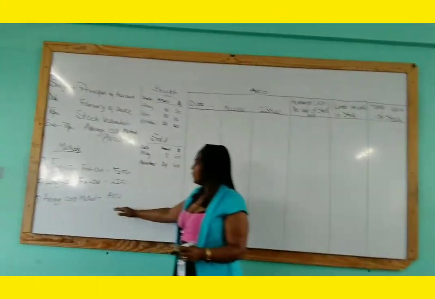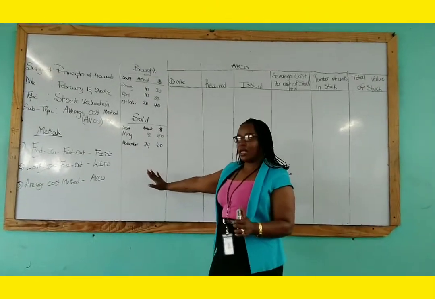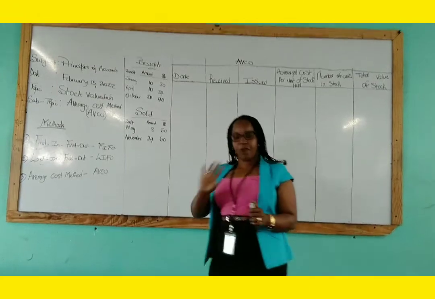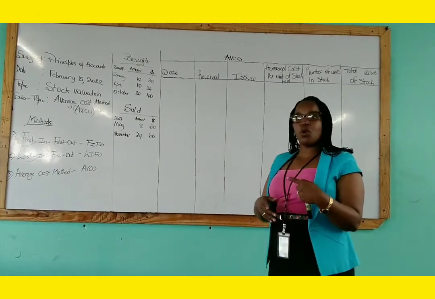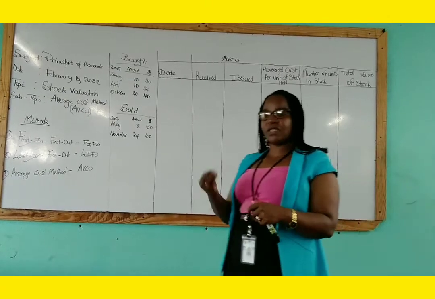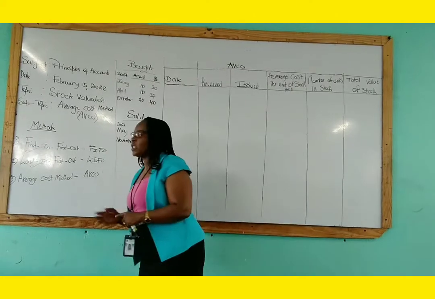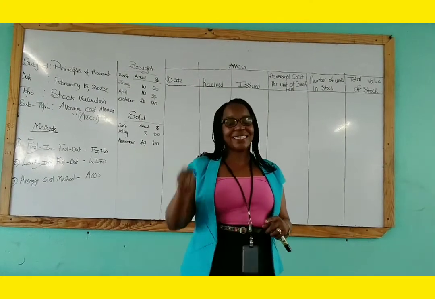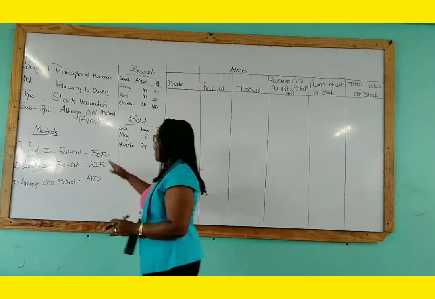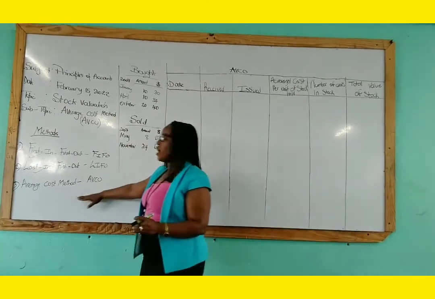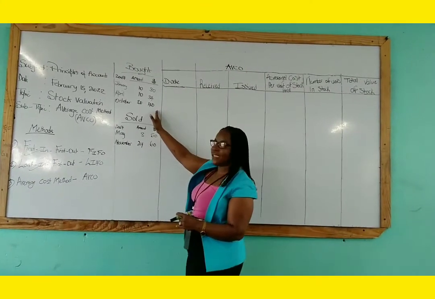Average cost method, we're using the same example, just as we used in the first two methods. Remember, first in, first out is where we try to get the first set of stuff out of the storeroom. And then last in, first out is where we try to get the last set of stuff out first. Today we are not doing any of those. We are going to look at how we average our cost method. And we are using the same example.